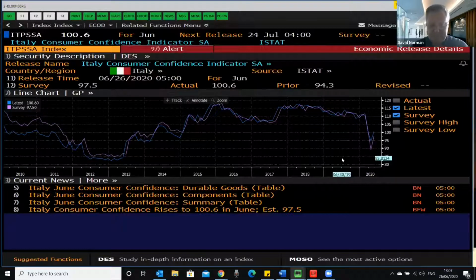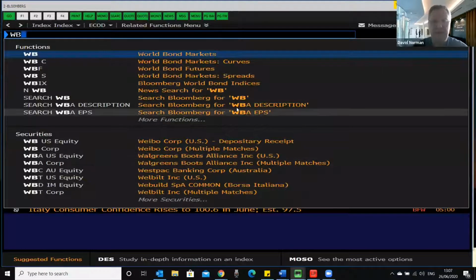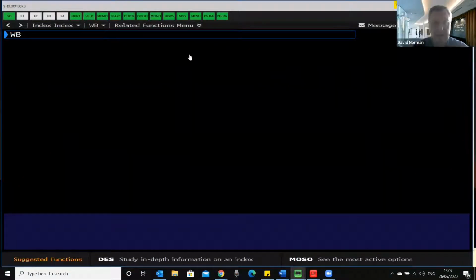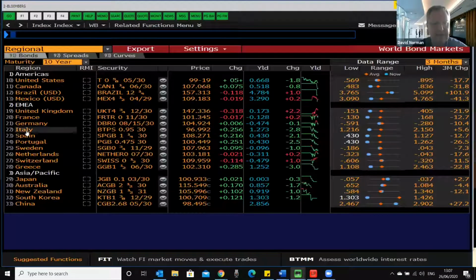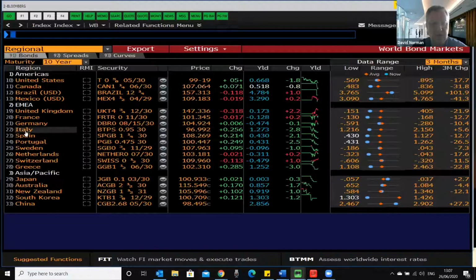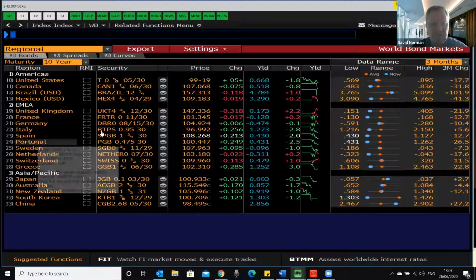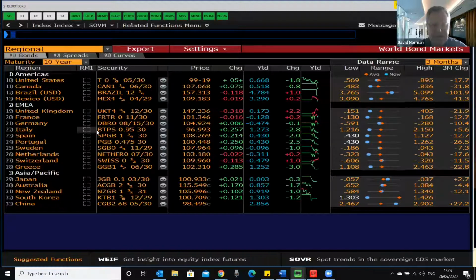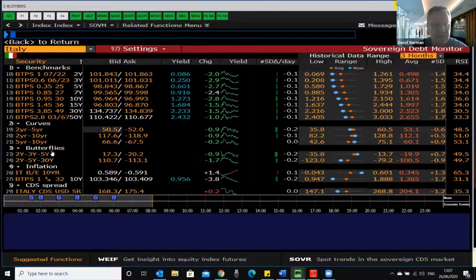For example, if I type in the letters WB, that automatically takes me to the world bond markets. We can then go to the Italian bonds. On the left-hand side, you see there's a range of different countries with all their main benchmark bonds on the right-hand side, what we would say maybe the 10-year bonds.